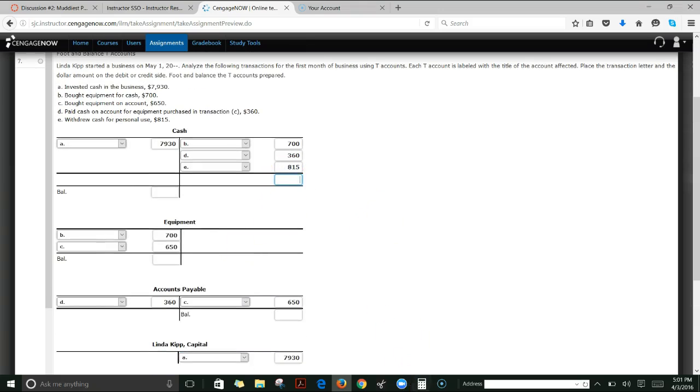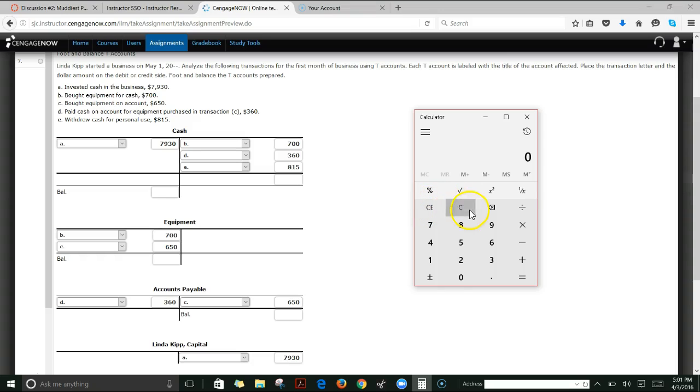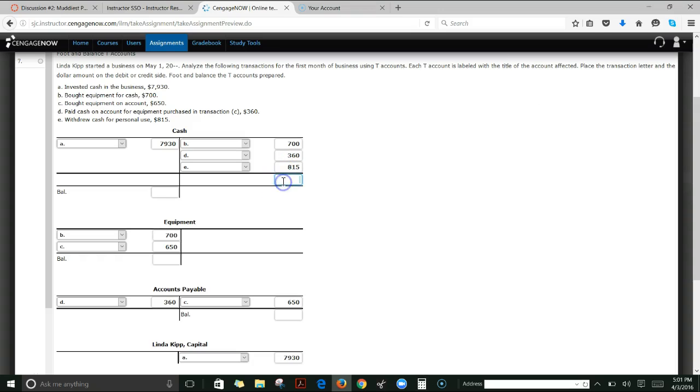Then they want me to foot, so I'm going to go up here. I want to make sure that my calculator's clear so I don't do that again. So I put 700 plus 360 plus 815 and equals. And you want to be very careful when you're adding them together. Check your numbers. You can even look back up here and make sure you didn't make any mistakes with entering any numbers, because I do it sometimes. It's real easy to do. And put your total there of 1875.